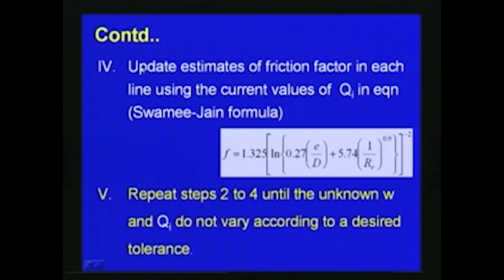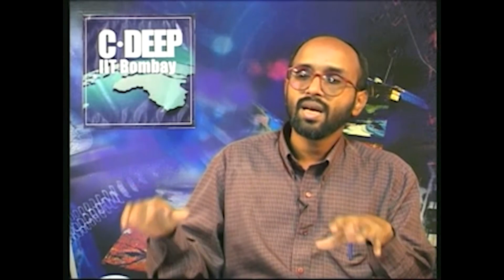Then in step number 4, we update the estimates of the friction factor in each line using the current value of Qi in the full equation of the Swamee and Jain formula for friction factor as given here: f is equal to 1.325 natural log of 0.27 into e by D plus 5.74 into 1 by Re to the power 0.9, all to the power minus 2. Then we repeat steps 2 to 4 until the unknowns W and Qi do not vary beyond your desired tolerance. We can fix a tolerance, whether 0.0001 or 0.001, and then do the iteration and repeat steps 2 to 4.